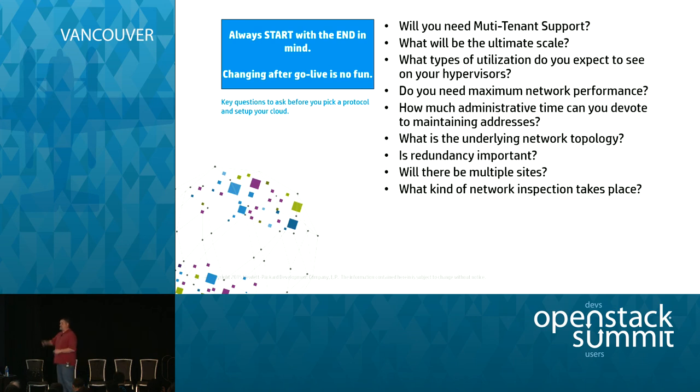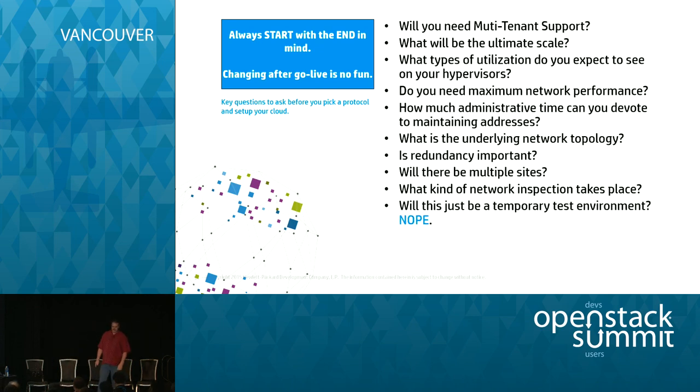Inspection. This could be an issue. Flat and VLANs are known topologies. They work really well with most inspection tools. Your compliance officer might care about this. GRE and VXLAN, although they are not encrypted, might throw stuff at the inspection tools that the tools may not be able to read. And your compliance guy might come back and say, I didn't generate a report this week because you used some stupid protocol. Is it temporary? Never.